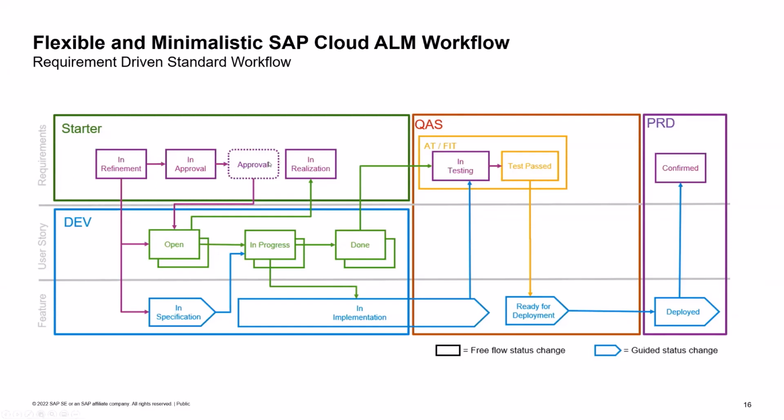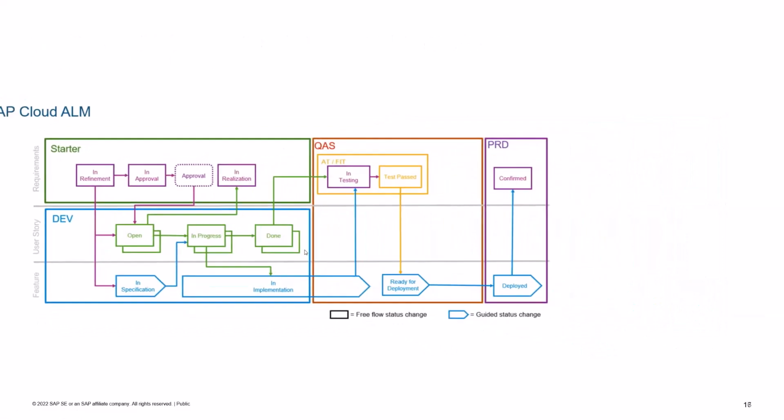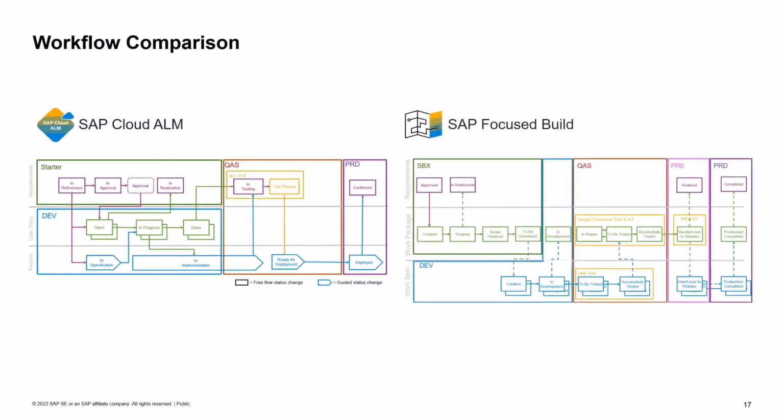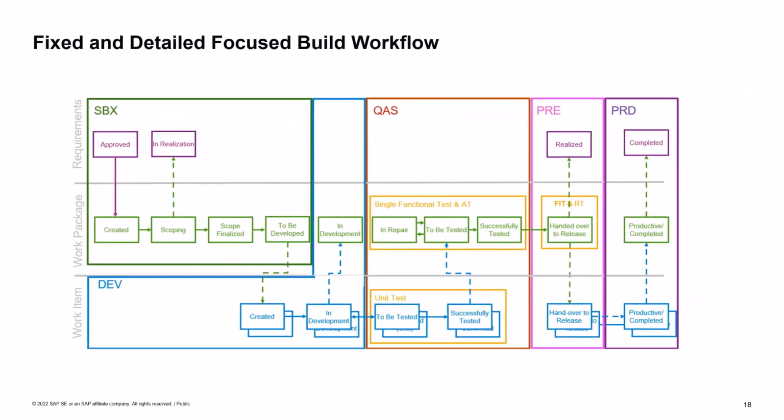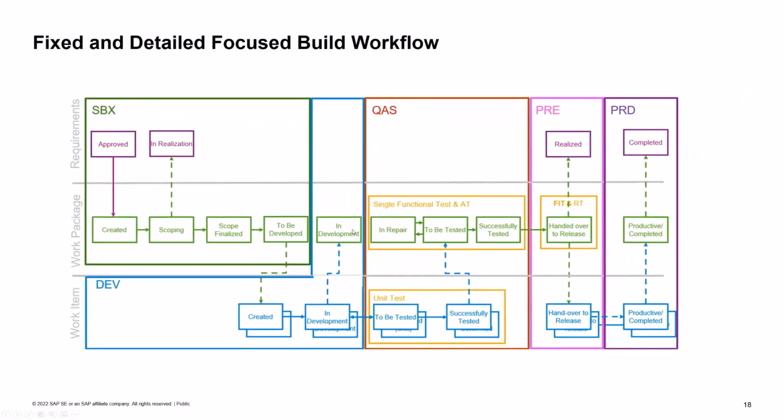The approval process here is optional, so you can easily decide whether to use approvals or not, to keep it even more simple. And if you like, you can as well skip the requirements or user stories, so there's no need to use all the functionalities. As said, full flexibility. In comparison to that, if we now have a look at Focus Build, at first glimpse, the high-level workflow is looking quite similar.